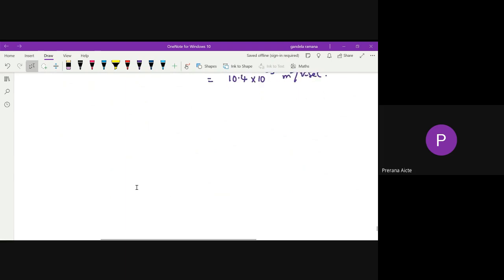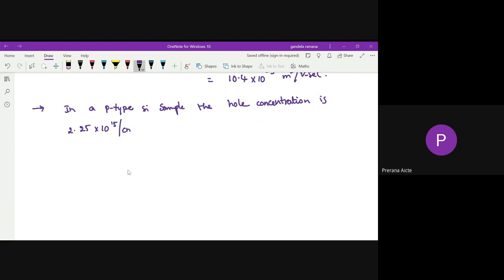Now we will discuss another problem. Next problem: in a p-type silicon sample, the hole concentration is 2.25 into 10 power 15 per centimeter cube. In the GATE examination, this will be asked as a 1 mark question.